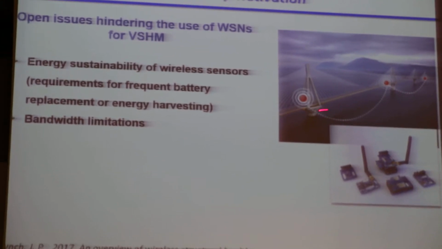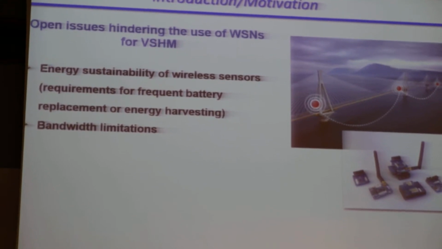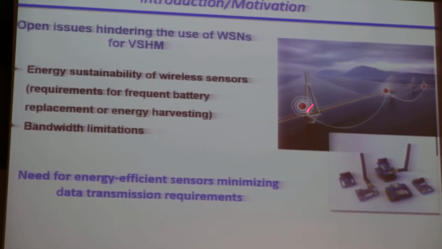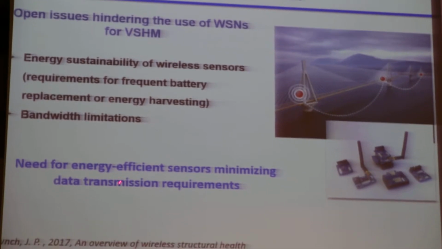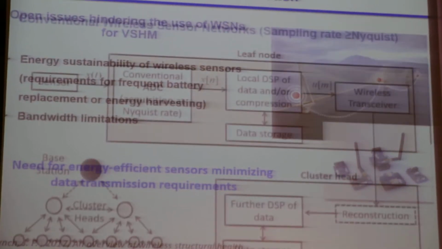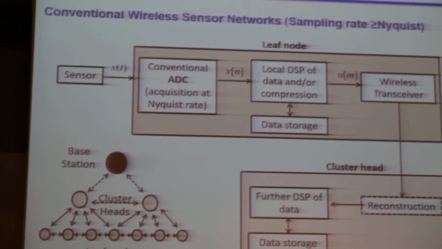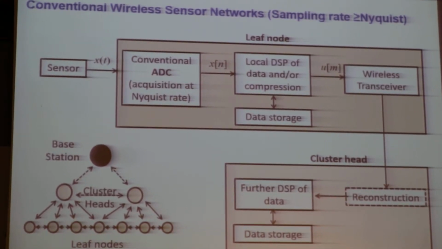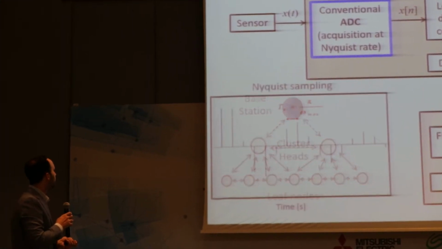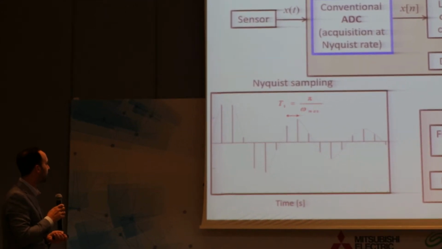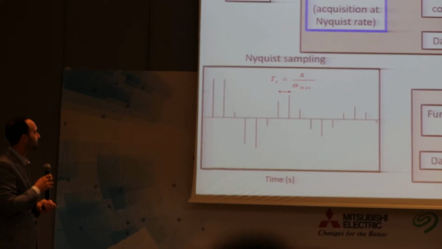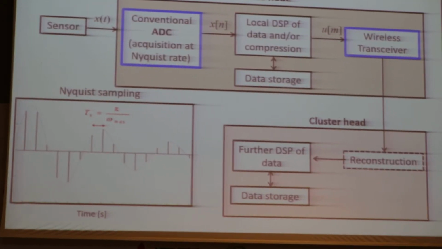Consider that in bridges of this scale, we have hundreds of sensors monitoring 24 hours the response of the bridge to all sorts of ambient noise. We do need energy efficient sensors, and this comes from minimizing the transmission of data. So what is currently the state of the art, at least in practice, is that we do conventional sampling, usually at rates much higher than the Nyquist sampling. Then locally at the sensor we do data compression before transmission, and then at the base station we reconstruct our signal back.